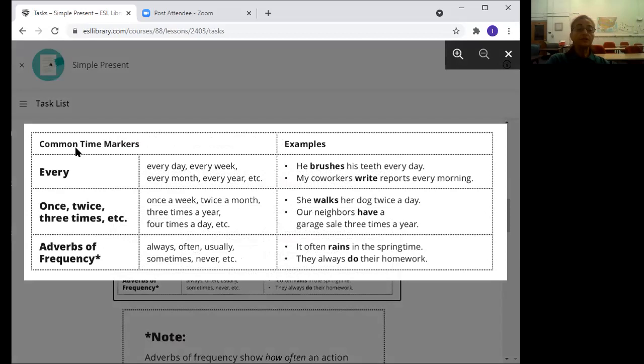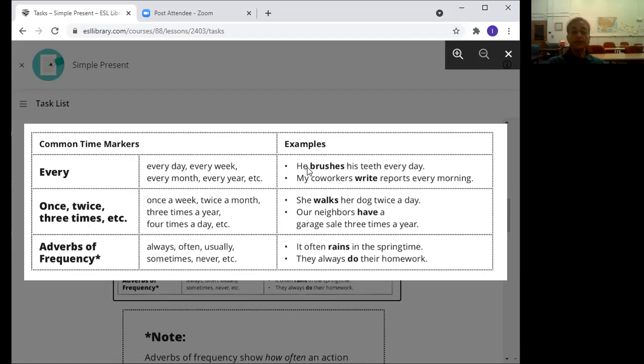All right, so you need to pay attention to the time markers. We use that for repeated actions. Every time you have a repeated action, like every day, every week, every month, year, etc. So whatever is every second, doesn't matter. It will be simple present tense. If you indicate how many times, how often you do it, like once a week, twice a week, again, this is some sort of a repetition. You will also use a simple present tense.